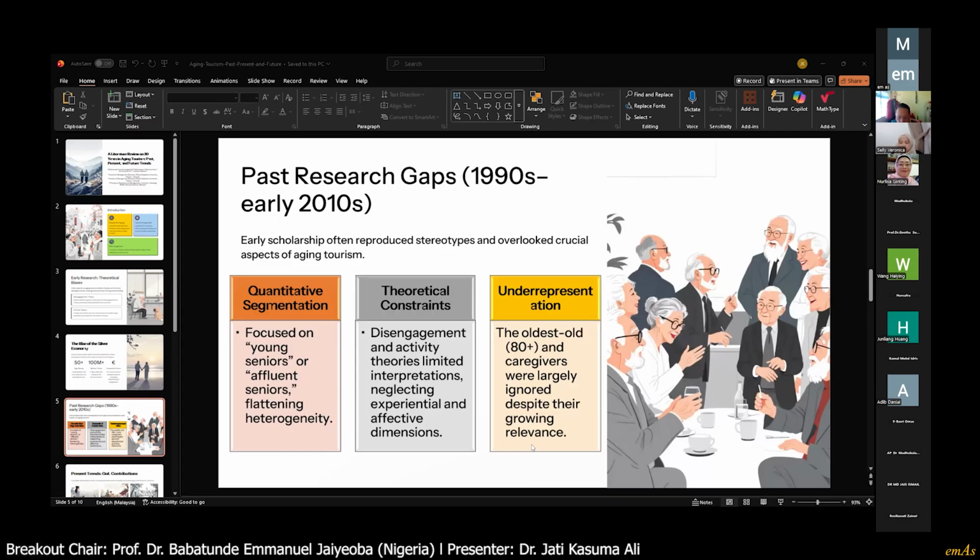Okay, so here we look at this past research gap. While early scholarship often reproduced stereotypes, we have moved into a new paradigm. Today, the focus is on quality of life. Tourism is now viewed as a therapeutic, non-pharmacological intervention that indirectly enhances well-being and positive aging outcomes.